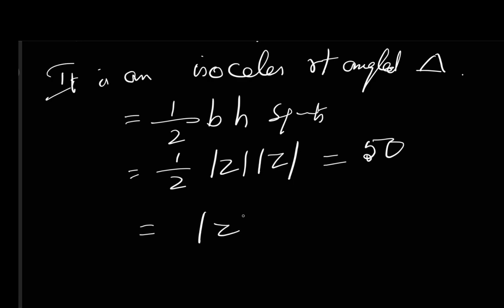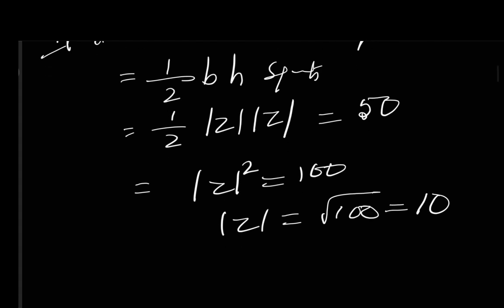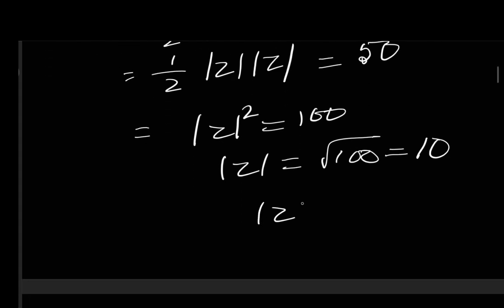So modulus z squared is equal to 100. Take 2 to the other side. So modulus z is root of 100, that is equal to 10. So this is the answer. Modulus z is equal to 10.